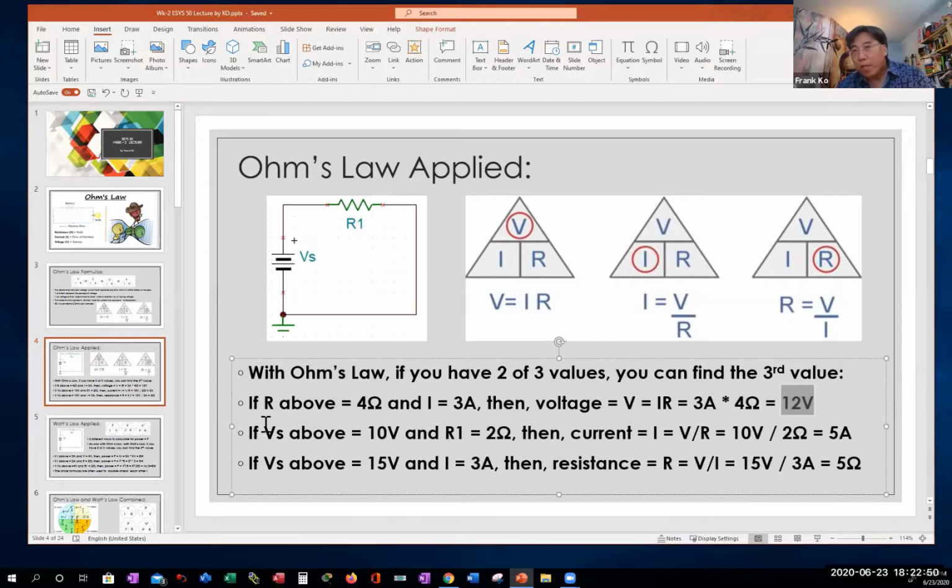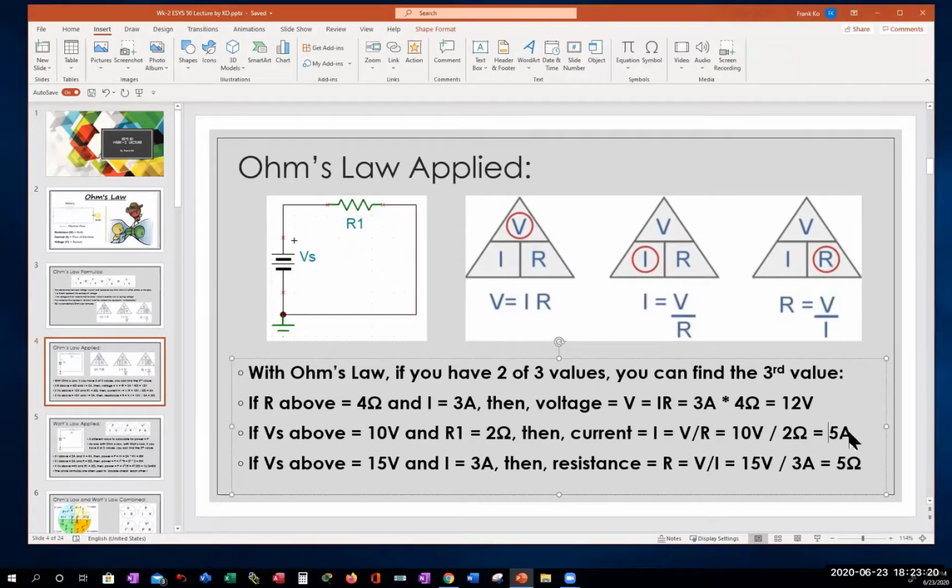Next, if I say that the voltage source is 10 volts, and I give you that the resistance is 2 ohms, we're now looking for current. Which of the 3 triangles shows a current formula? The middle one. I is equal to what? The V divided by the R. I have a V divided by R according to the second line, and the V is 10 volts divided by 2 ohms. What's 10 divided by 2? Works out to be 5 amps.